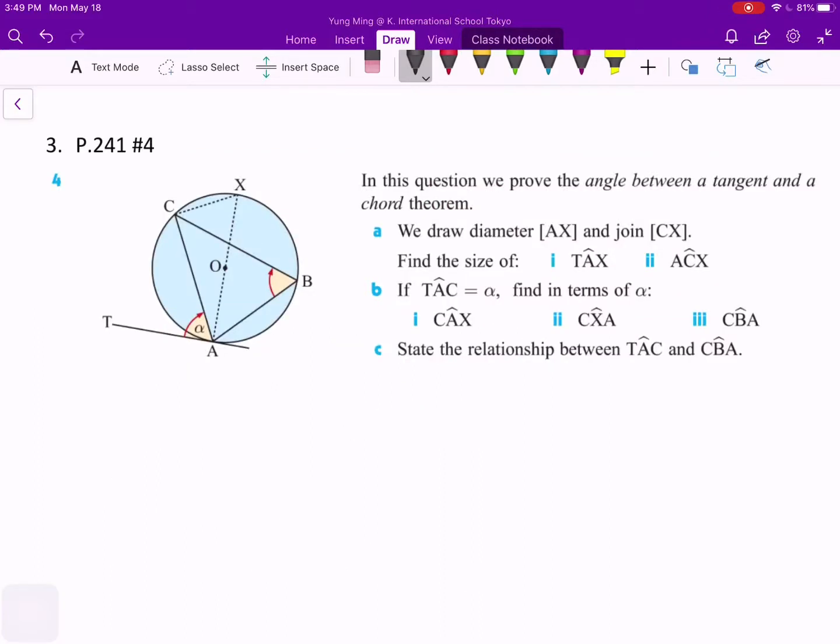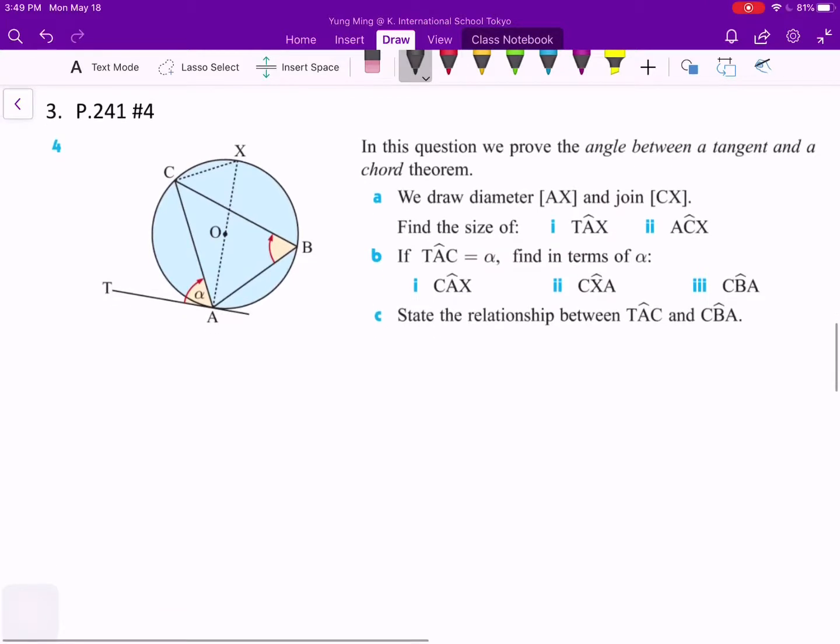Last example of the day. We have been looking at this tangent chord theorem many times already. We even saw that in the last example. The whole name is called the angle between a tangent and a chord theorem. So in this question, we're going to actually prove it. So let's follow the steps over here, step by step, and eventually we'll be able to prove it.